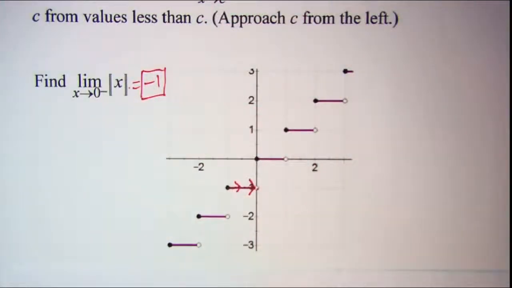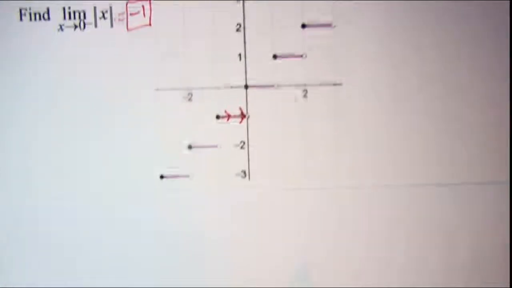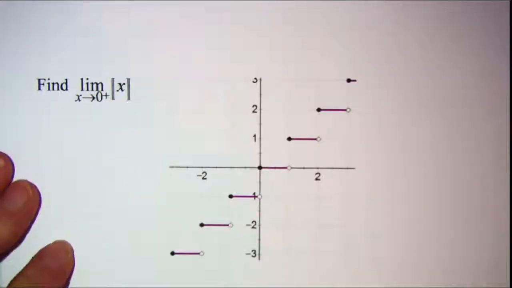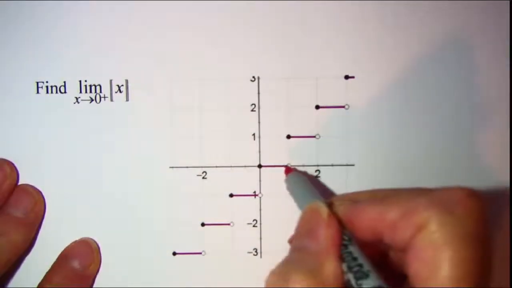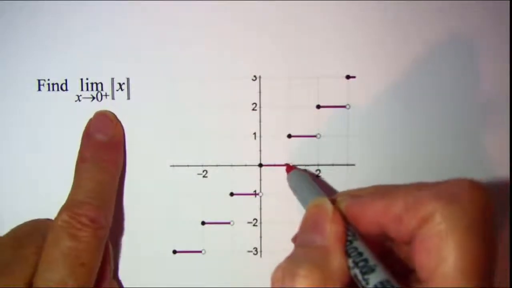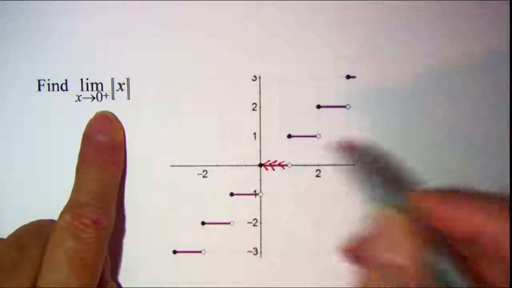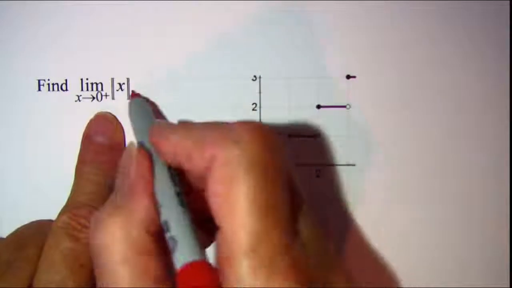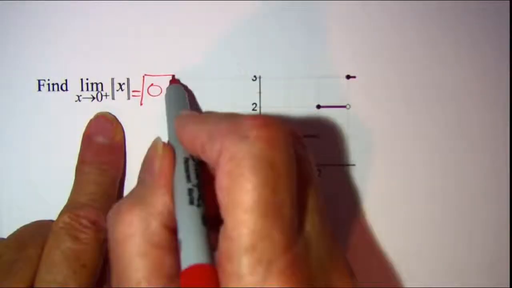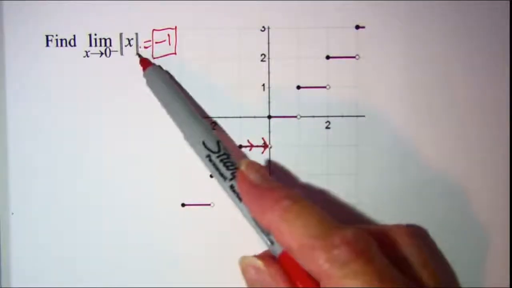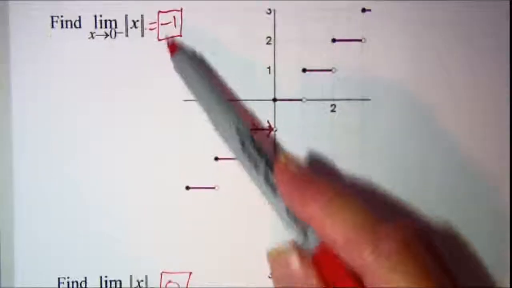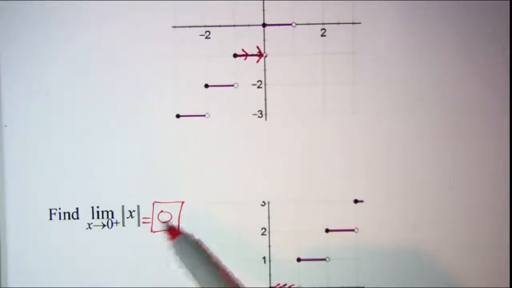Now, if we look at this limit as x approaches 0 from the positive direction, we're staying on the function, but this time we're approaching 0 from the positive direction. And we can see that that limit is 0. Because remember, you're looking for the y value. So as I approach from the negative direction, I have a limit of negative 1. On the same function, as I approach 0 from the positive direction, I have 0.